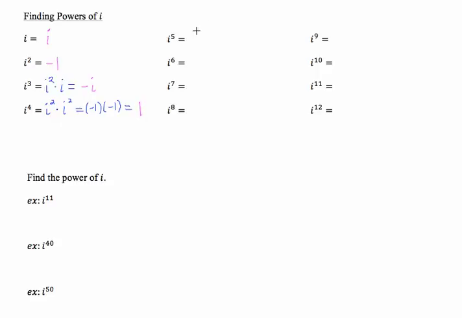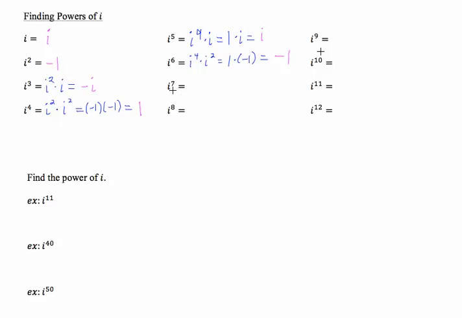Let's keep going and see what happens. i to the fifth, we want to break that down into ones that we know, so how about i to the fourth times i to the first, and I'm breaking it down that way because i to the fourth is easy, it's just 1. So that gives us 1 times i, or simply i. i to the sixth, I'm going to try to break all these down into i to the fourth times something because i to the fourth is simply 1. So I'm going to break i to the sixth down into i to the fourth times i squared. i to the fourth is 1, and i squared is negative 1. So 1 times negative 1 gives us negative 1.